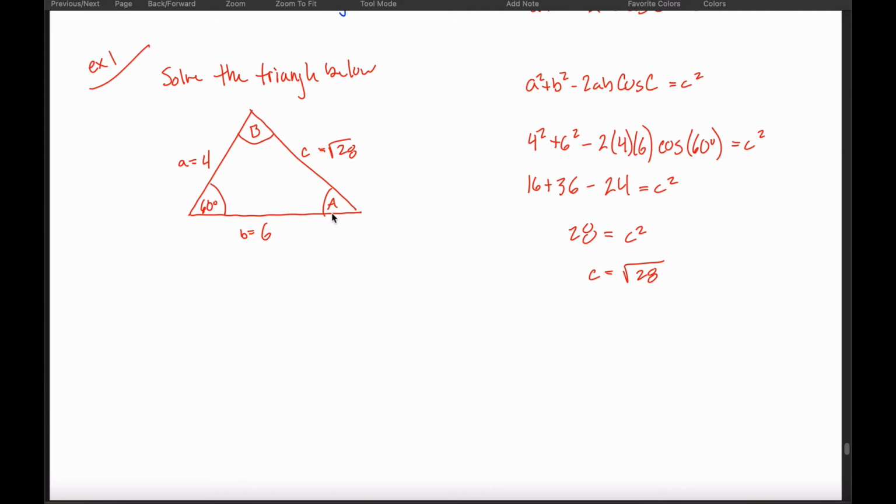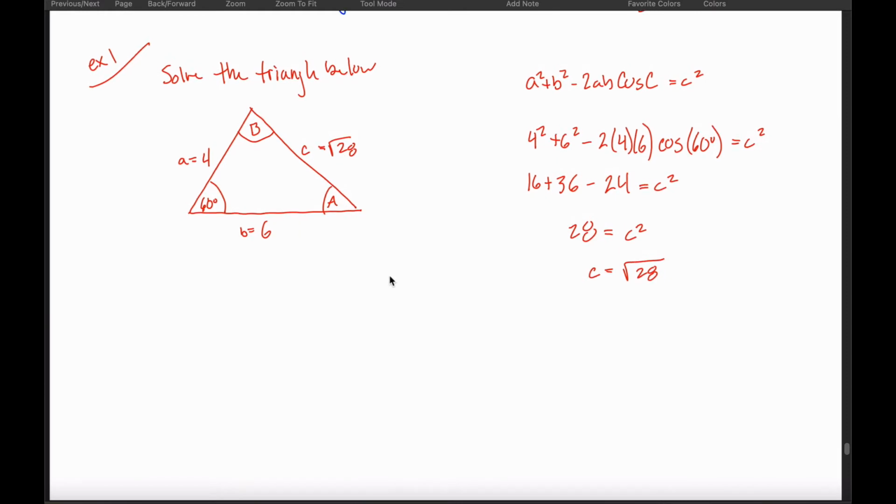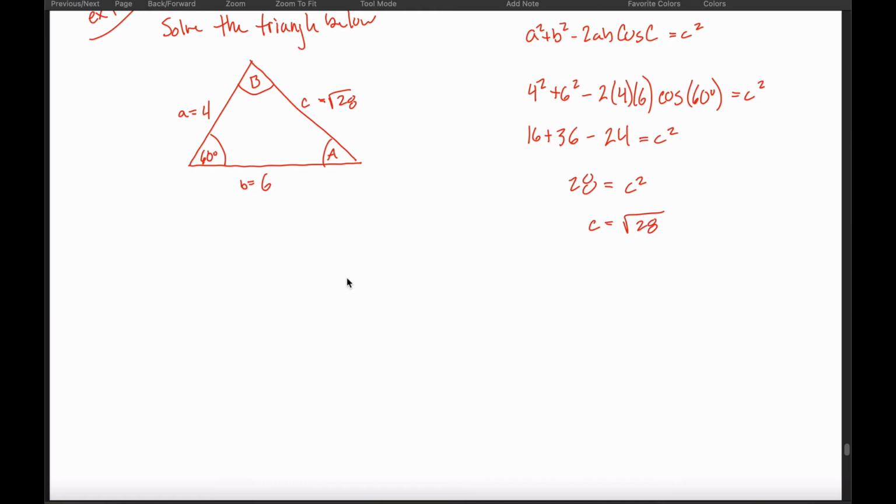To figure out angles A and B, I have options. I could use the law of cosines. Turns out you can use the law of cosines to figure out angles. I'm going to demonstrate that in the next video. But since we haven't seen that yet, let me show you how you could find these without the law of cosines. What would you do? Well, how about the law of sines?